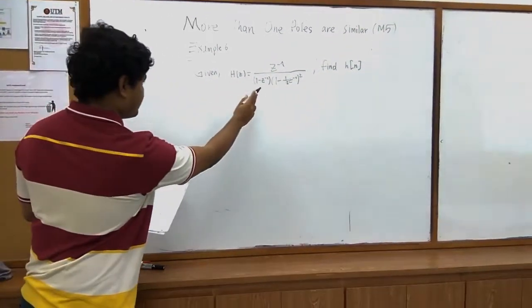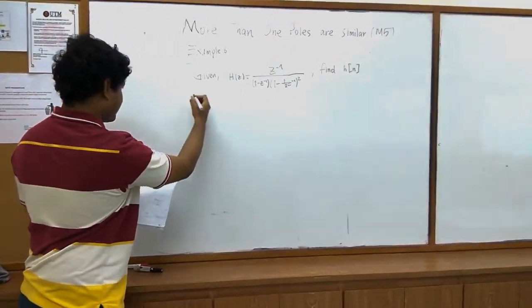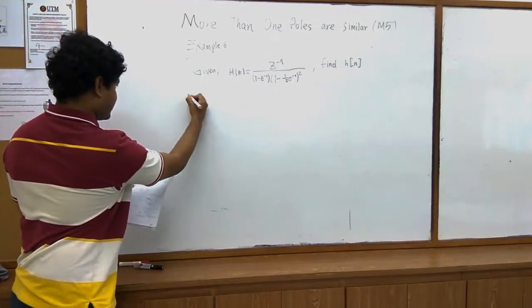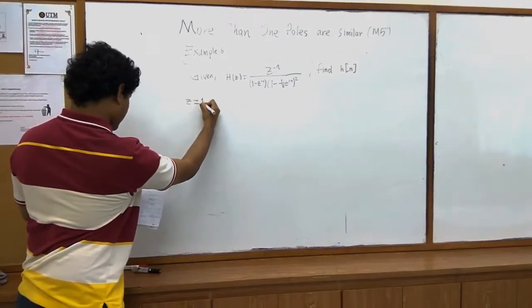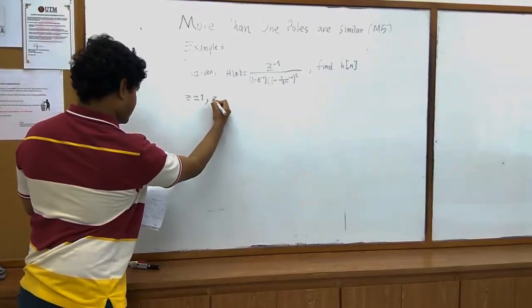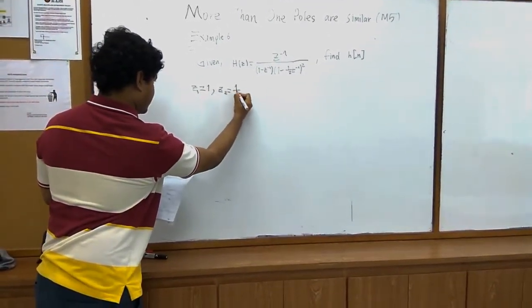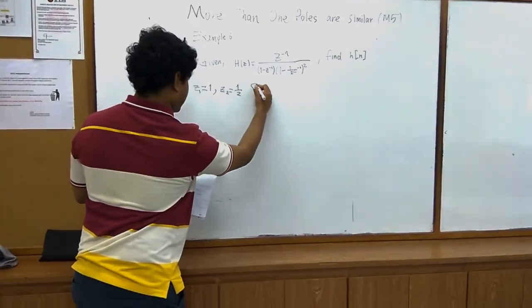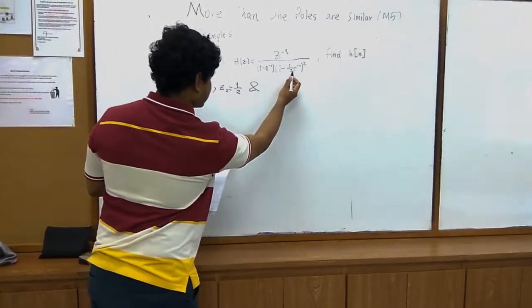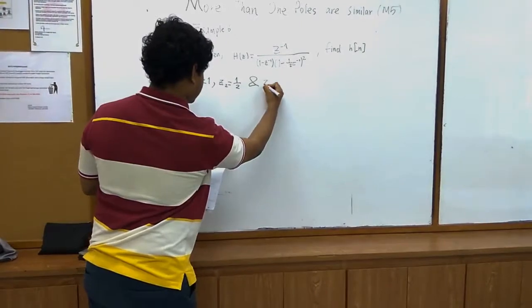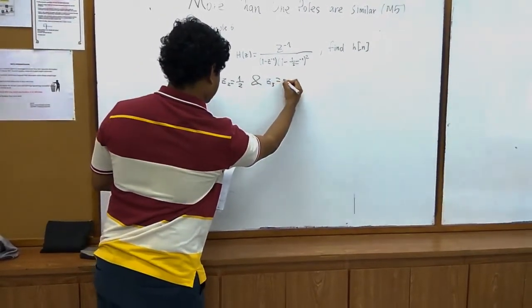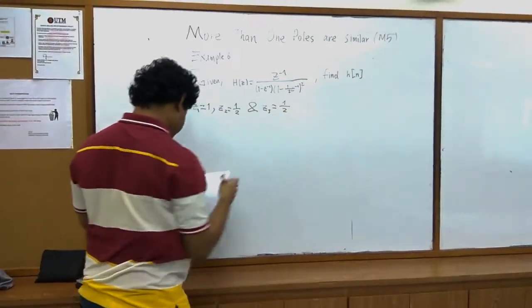You have three poles here, as you can see. The poles are z1 equal to 1, z2 equal to 1 over 2, and z3 is squared here, right? So z3 is also equal to 1 over 2.